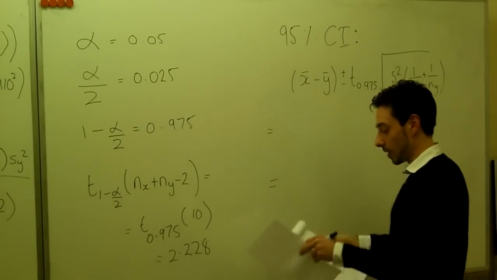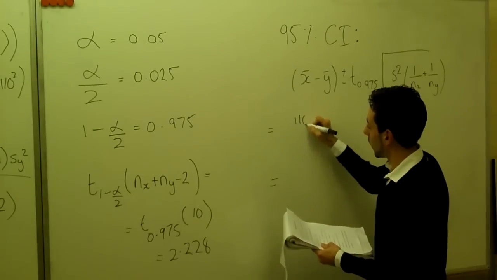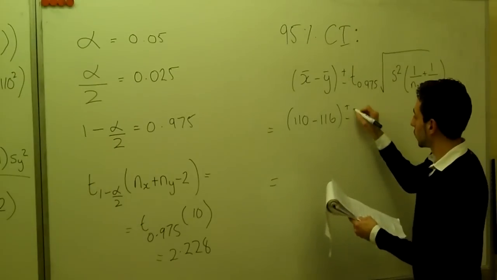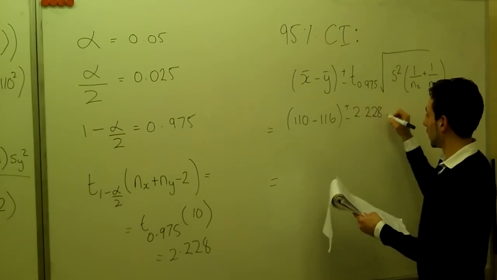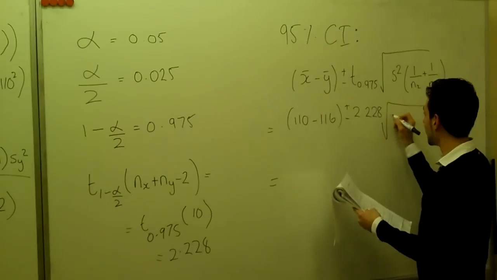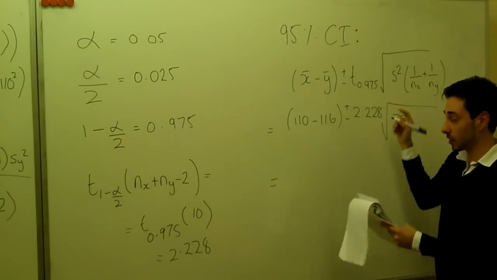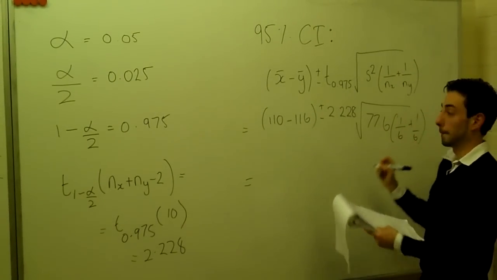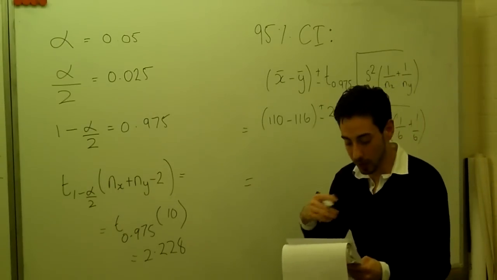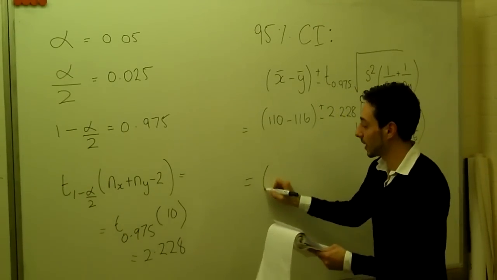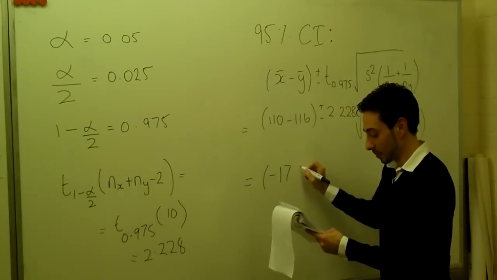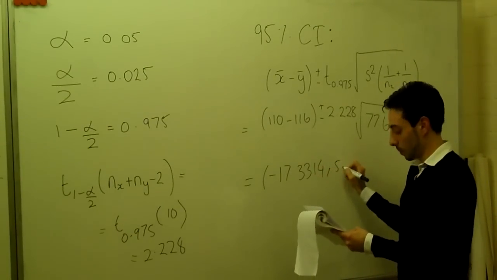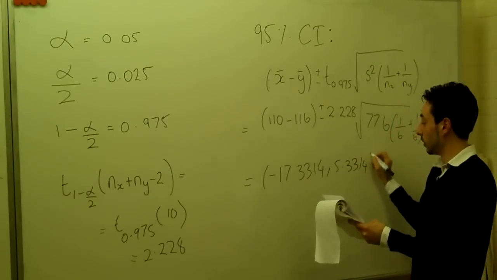Right, so let's plug this into that form. So we have 110 minus 116 plus or minus 2.228, which you should have looked up in your tables. And then you've got 77.6 as our s squared, and this is then just 1 over 6 plus 1 over 6. And then if you run off with a calculator, you'll just get the value minus 17.3314 for our lower confidence interval end, and then 5.3314 for our top end value.